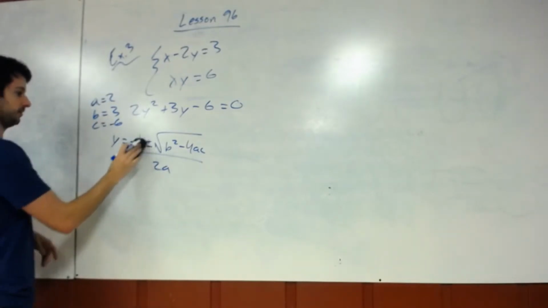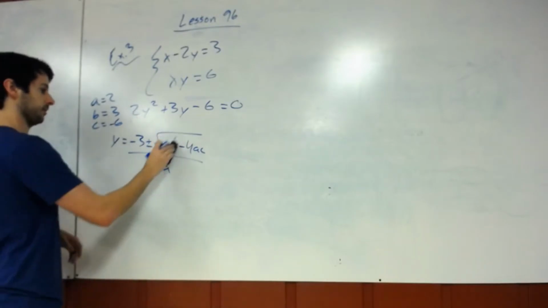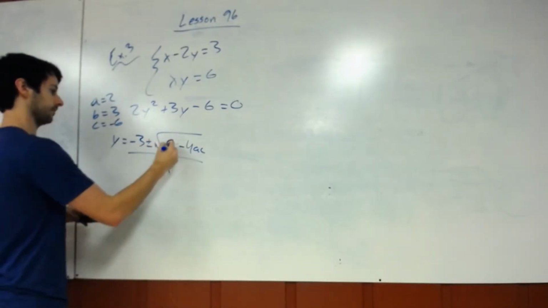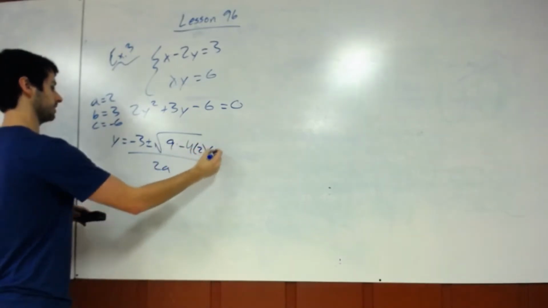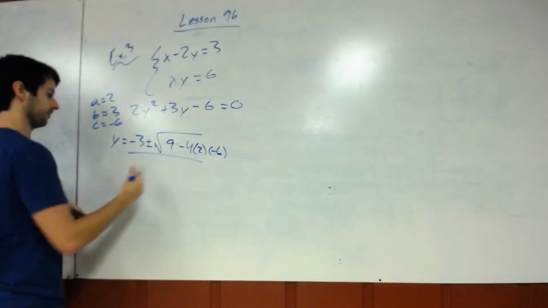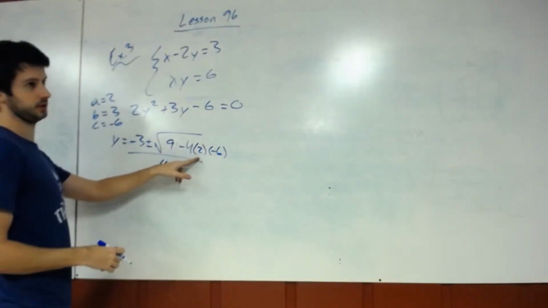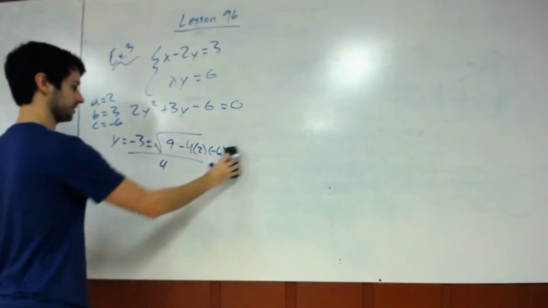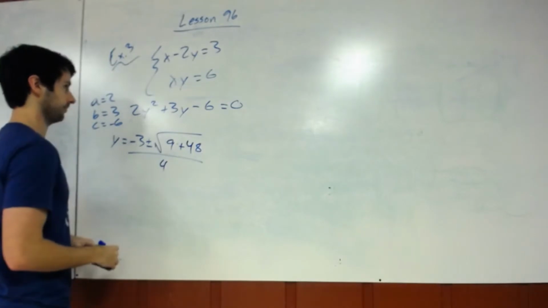So this b would become a 3. 3 squared would become a 9. A is 2, C is negative 6. This A is 2, so 2 times 2, 4. Negative 4 times 2 is negative 8. Negative 8 times 6, positive 48.